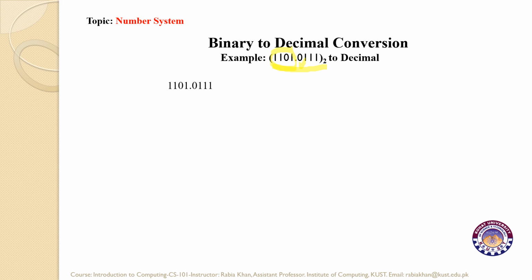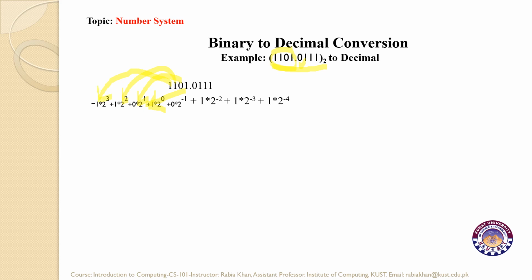So here is the number, 1101.0111. So what is the procedure? It is in front of you. This 1 is multiplied by 2 raised to power 0. This 0 is multiplied by 2 raised to power 1. This 1 is multiplied by 2 raised to power 2, and this last one is multiplied by 2 raised to power 3.